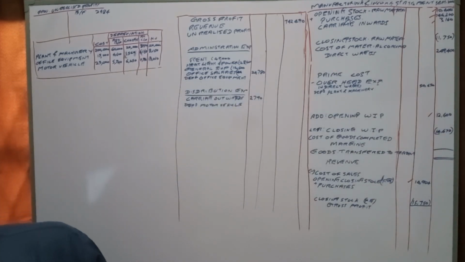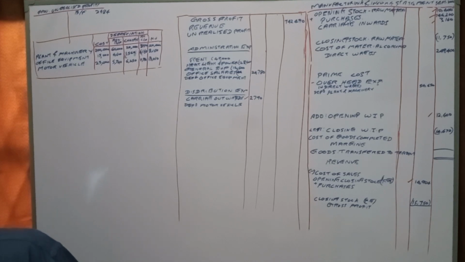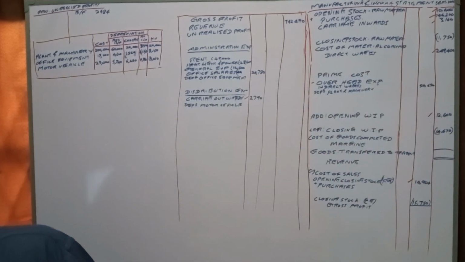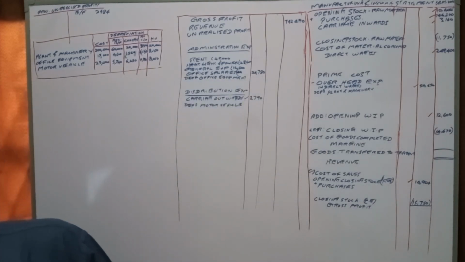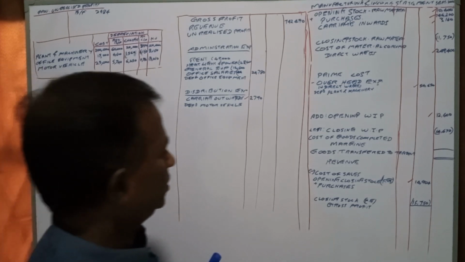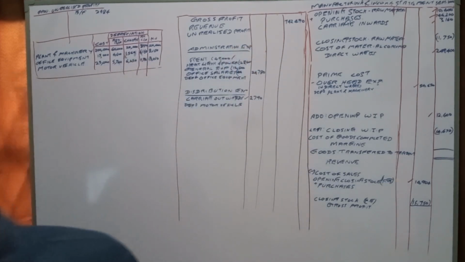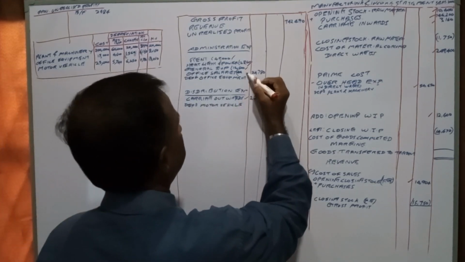Carriage outwards 2,790, and direct wages 249,400, and indirect wages 54,650, and rent 49,000, and heat, light and power 28,600, and office salaries, general expenses 12,600. Office salaries 24,780, that is also taken.